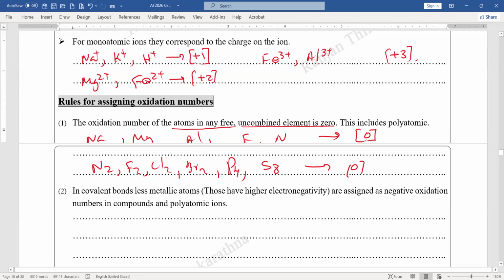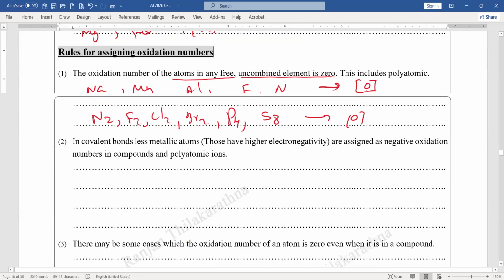Next one, in covalent bonding, the less metallic atoms are assigned a negative oxidation state within the compound and the polyatomic ion. See, in a covalent compound, the less metallic atom means more electronegative, and its oxidation state is assigned as minus.